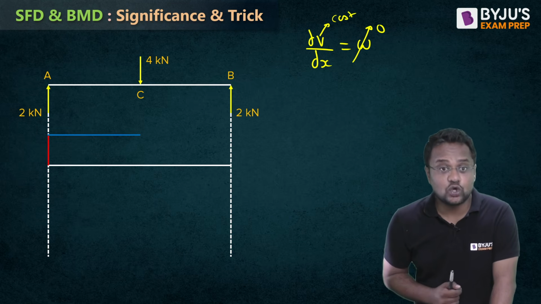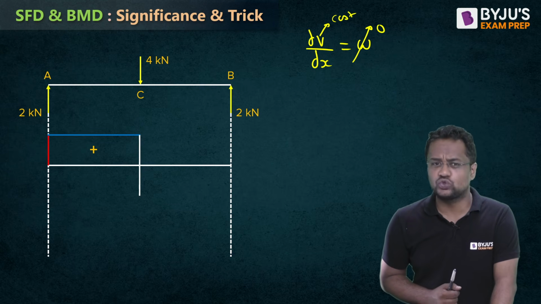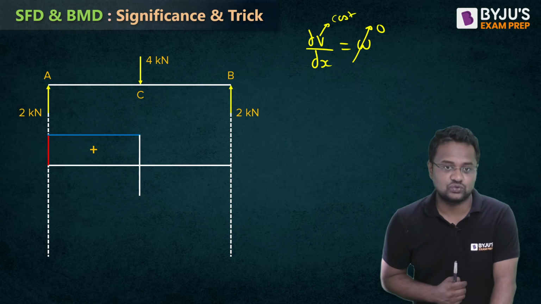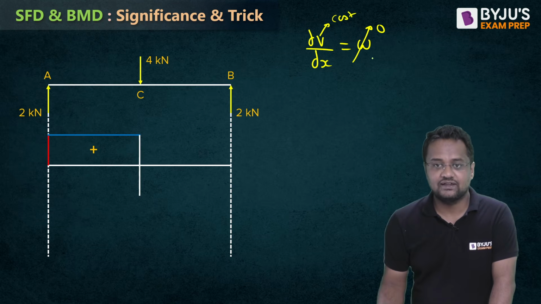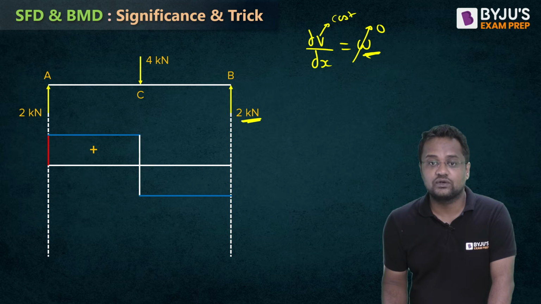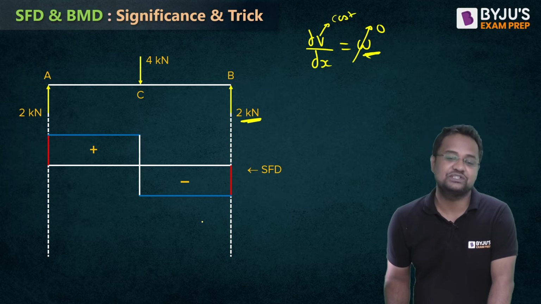Then 4 downward load, shear force falls, plus 2 falling by 4, it will reach -2. Then again no load, and when load is 0, shear force will be constant. Then again upward point load. So upward point load, shear force will be jumping.